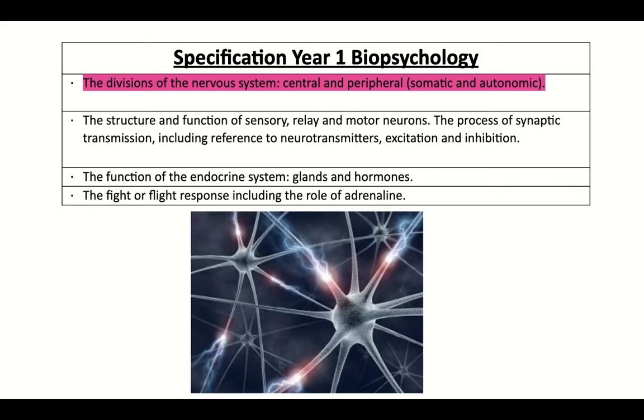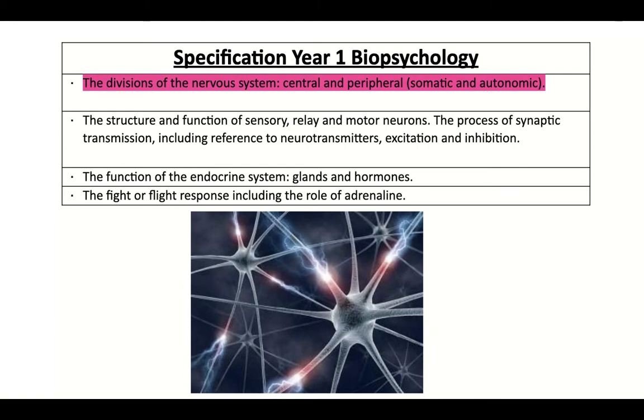So you can see here with the specification highlighted in pink is the first lesson today. We're going to be covering the divisions of the nervous system, central and peripheral. So very introductory, and then you can see the next 3 lessons there on the board. The fight or flight response, the last one, is the only section here where you're going to be covering AO3.